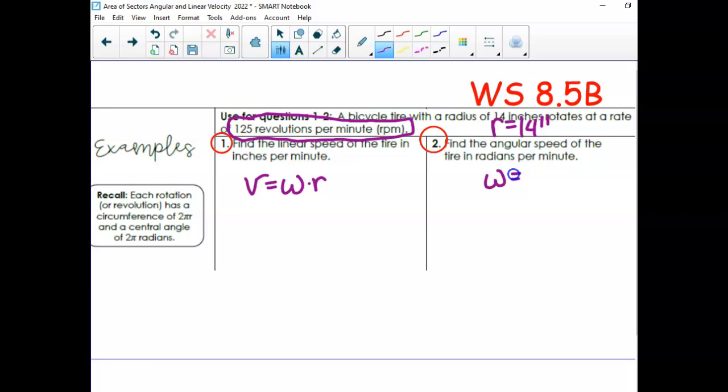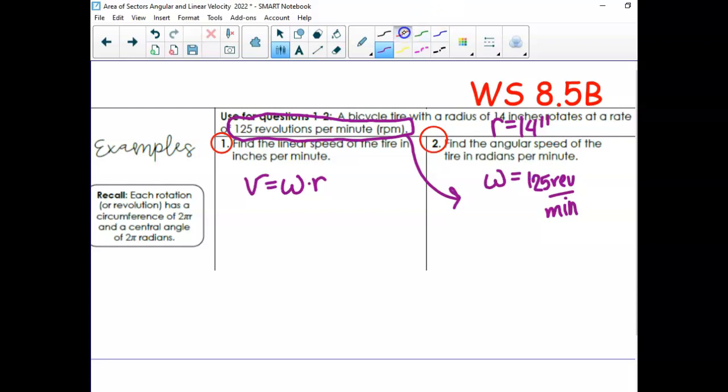Radians over time. So we have to do radians over time. What do we know? Well, from right here, we knew 125 revolutions per minute. We already have over time, don't we? The only thing that's wrong is it's not in radians.